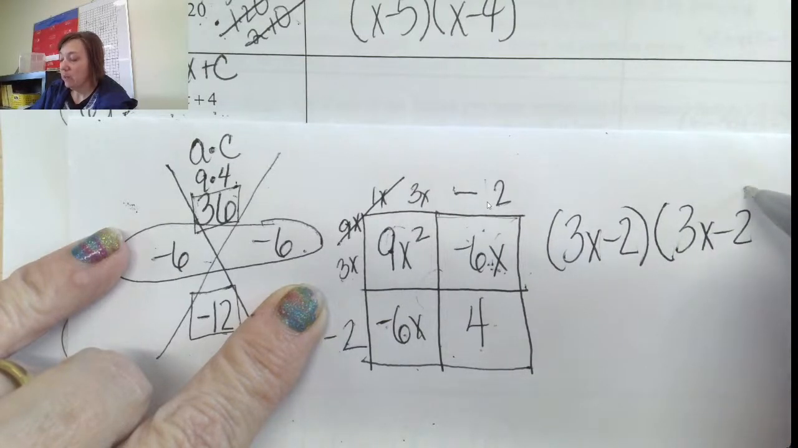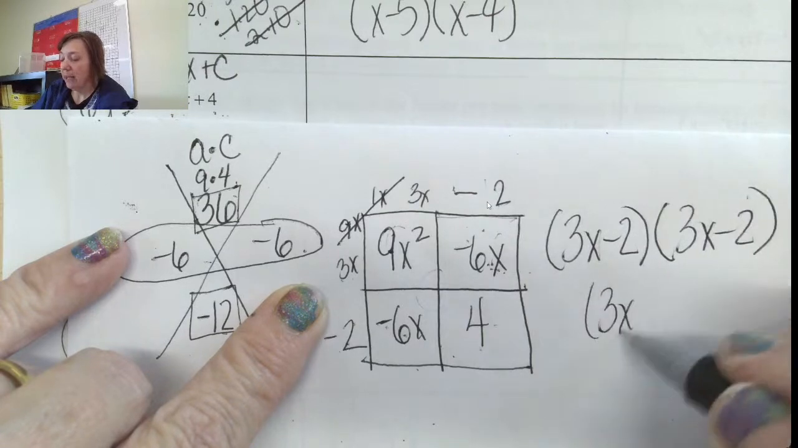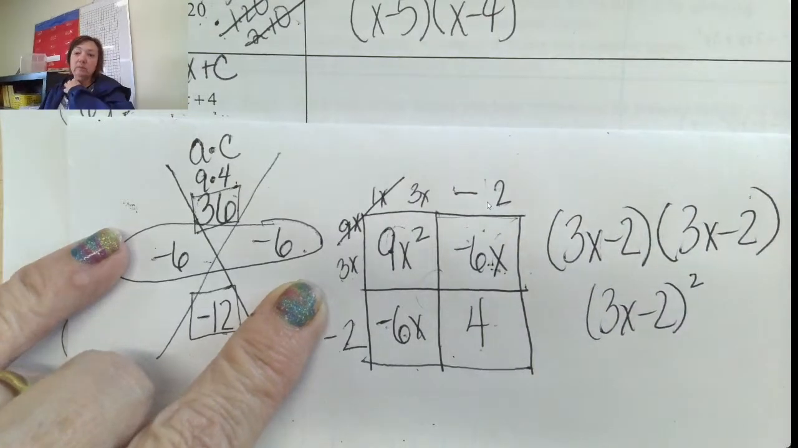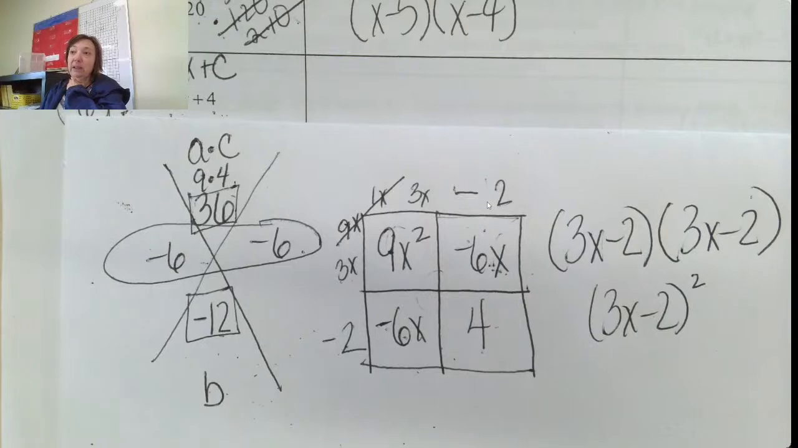And so it is 3x minus 2 squared, if you want to write it like that. Huh? It is. But the more of these that you do, the better you get at them. It's one of those things you just got to stretch your brain a little bit.